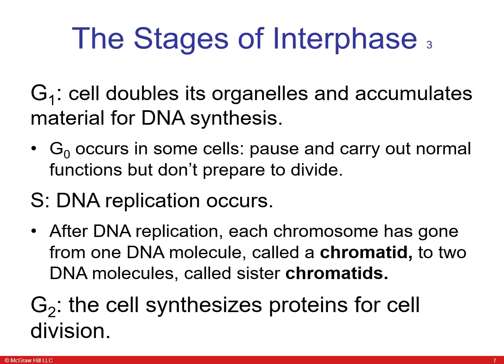In G1, the cell doubles its organelles and accumulates material for DNA synthesis. In the S phase, DNA replication occurs, and after DNA replication, each chromosome has gone from one DNA molecule called a chromatid to 2 DNA molecules called sister chromatids. And these sister chromatids are 100% identical. In G2, the cell synthesizes the proteins needed for cell division and mitosis.